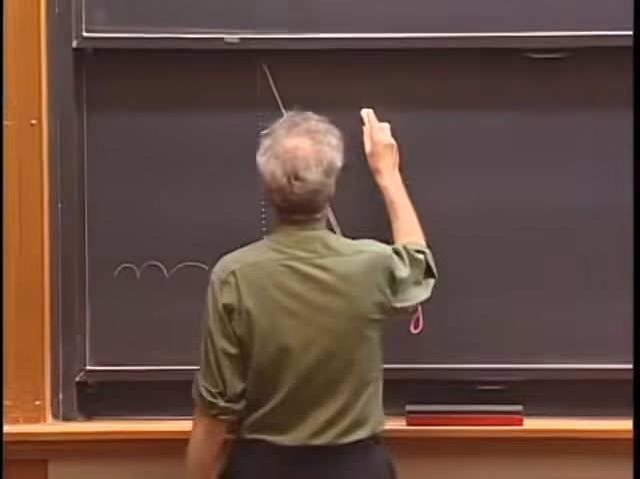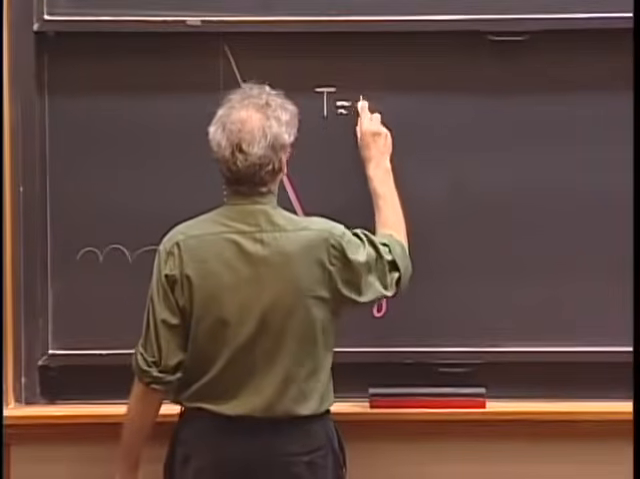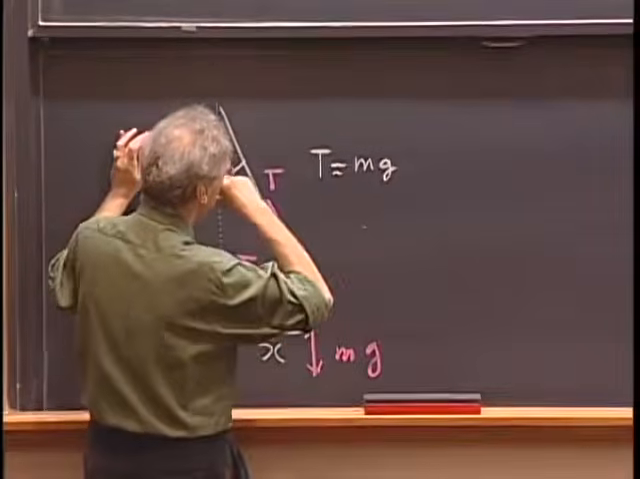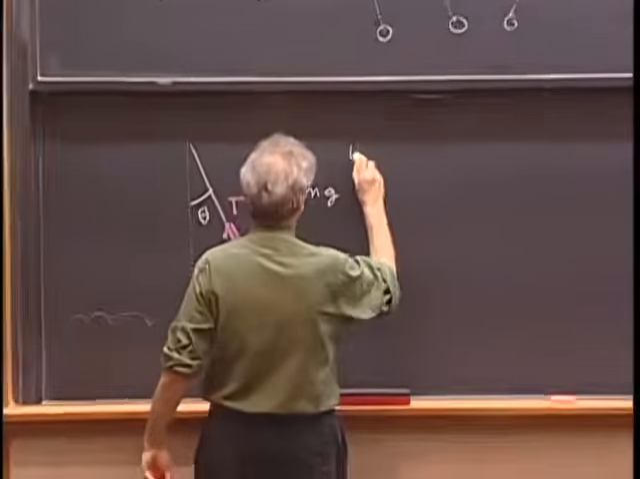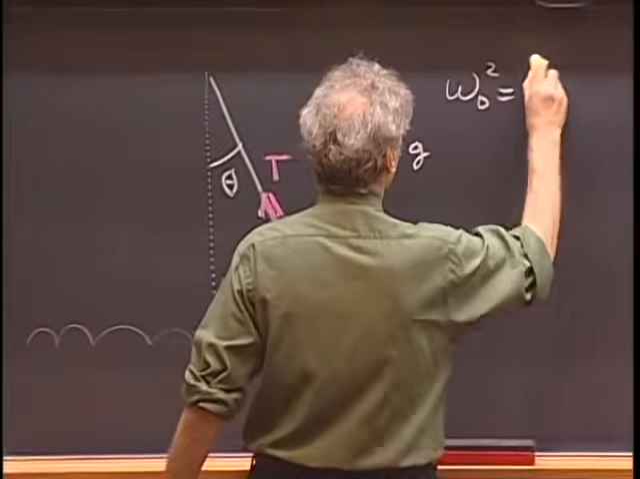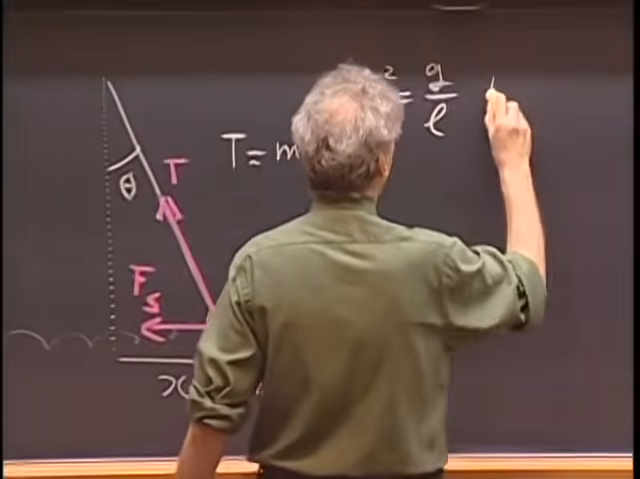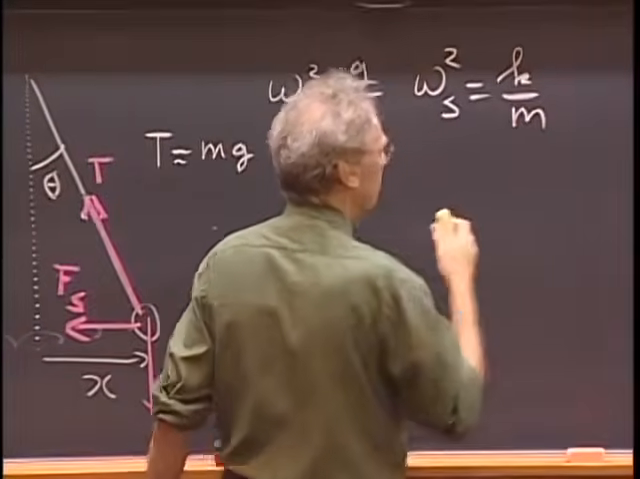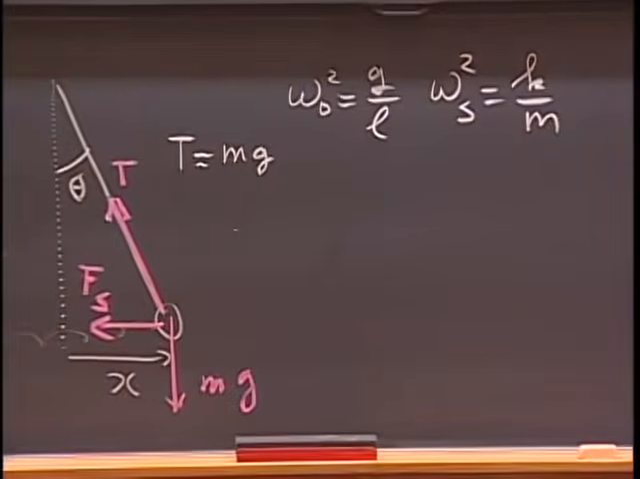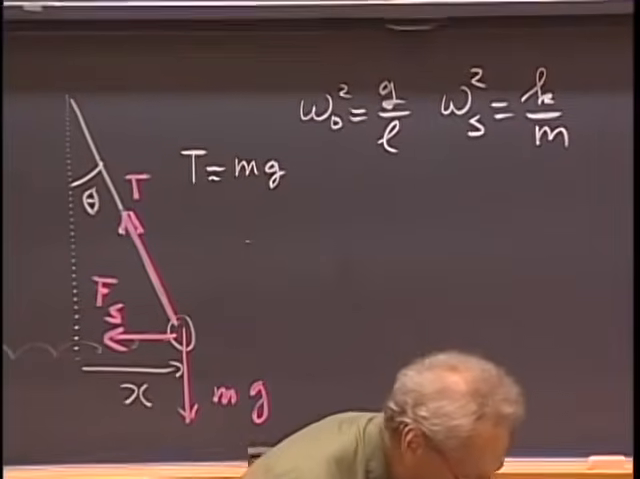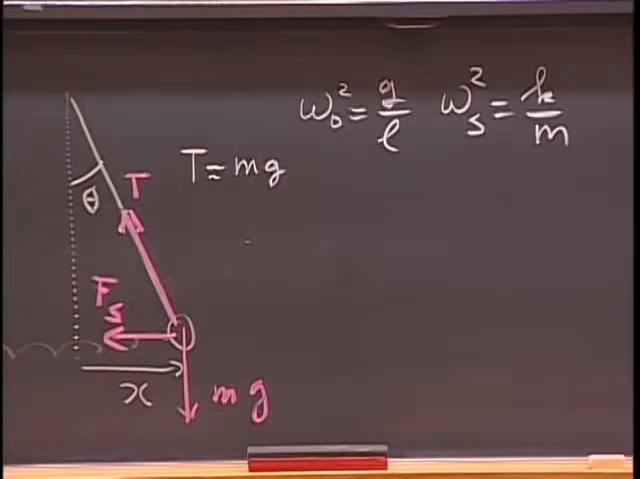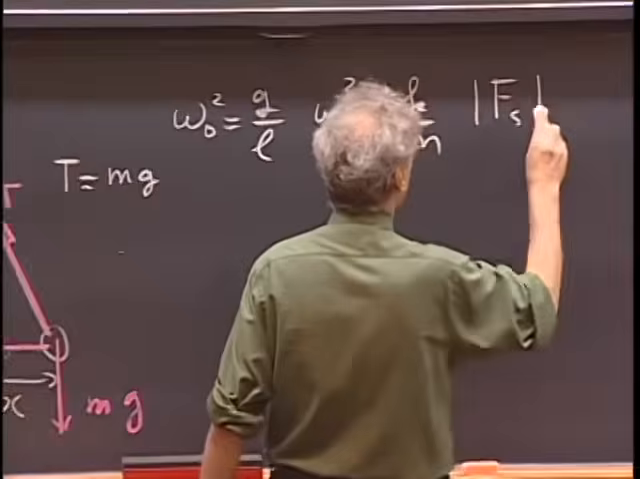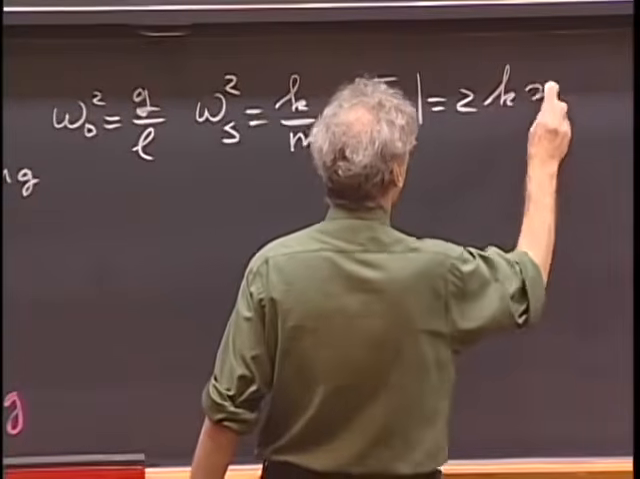Now, the tension is very close to mg. We have discussed that several times. I'm going to introduce a shorthand notation. Omega 0 squared is g divided by L. And omega s squared, making reference to the spring, is k over m. And now I have to set up the differential equation. I have to apply Newton's second law. And I remind you that the magnitude of the spring force is 2kx.